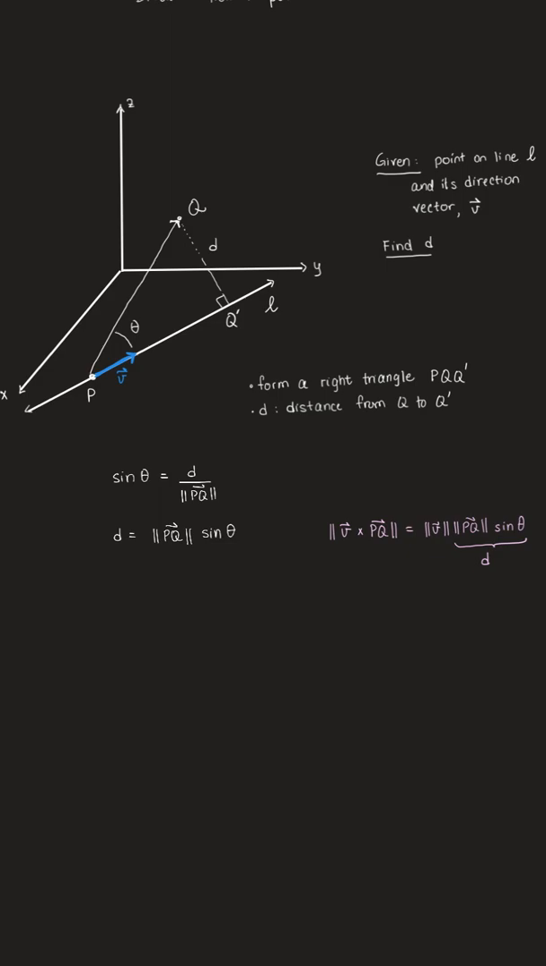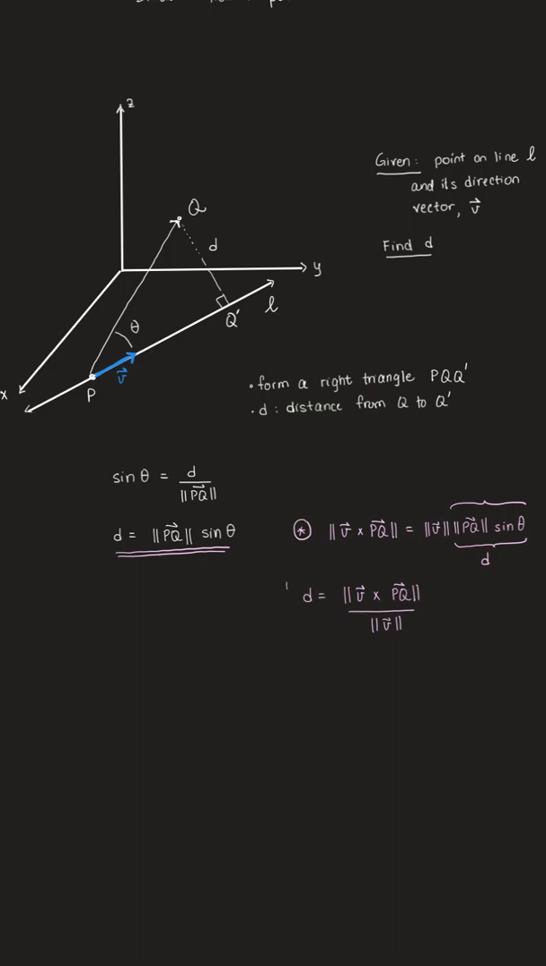So we can solve for D to obtain a formula that will allow us to find the distance between a point and a line. So solving this equation for D, I'm going to divide both sides by the magnitude of v, and we're going to have that distance will be the magnitude of the cross product between the direction vector of the line and vector PQ, divided by the magnitude of v. So I solved this equation for D by dividing both sides by the magnitude of v, and we knew that this quantity is the distance that I'm interested in because that's what we obtained from our right triangle.